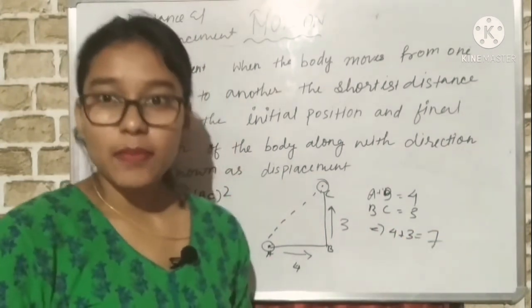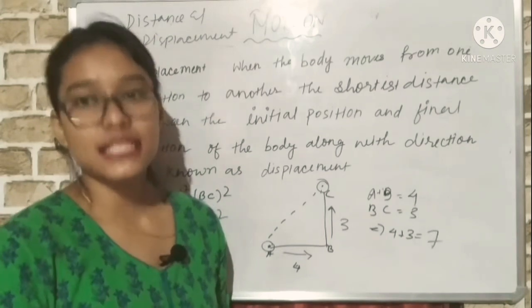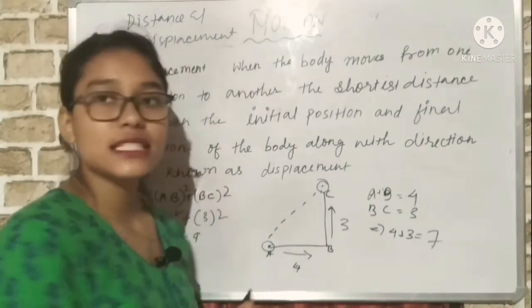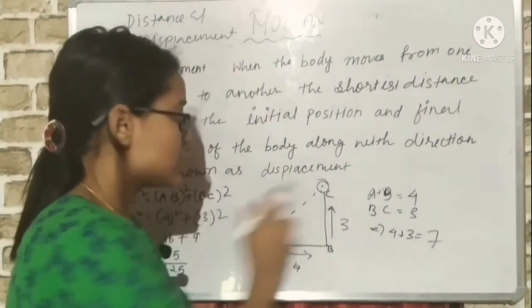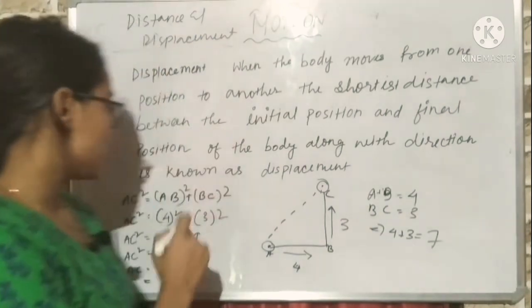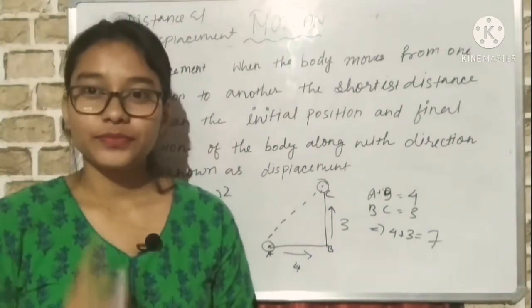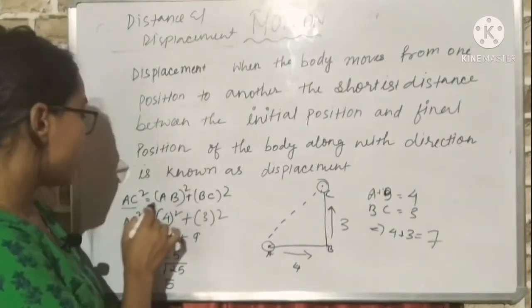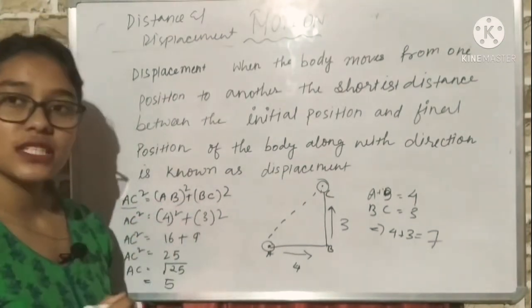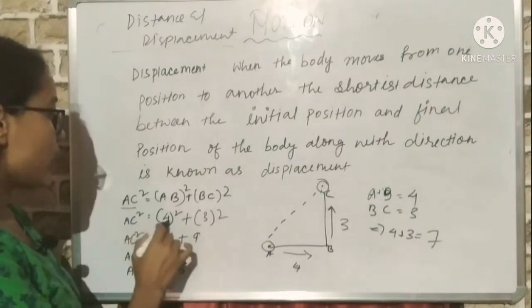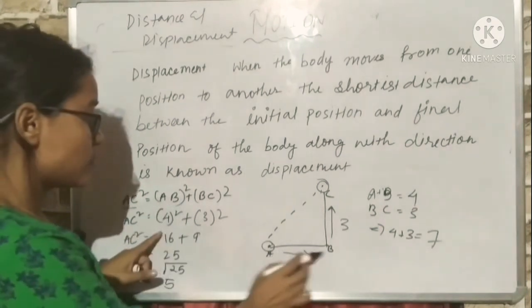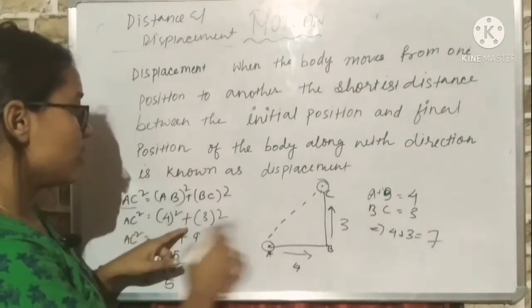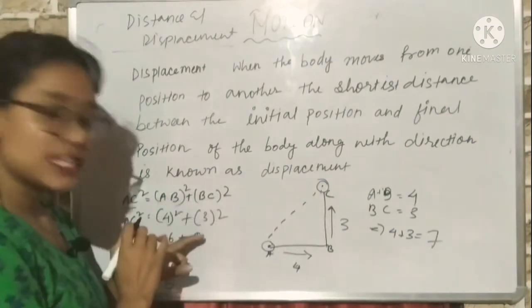Right? But displacement, what is displacement? It is the shortest distance. So here the shortest distance is from A to C. How will we calculate it? You see, do you know the Pythagoras theorem? Okay, now you see, according to the Pythagoras theorem, AC square equals AB square plus BC square, right? So AC square equals, what is AB? The distance between A and B is 4. 4 square plus BC equals 3 square.